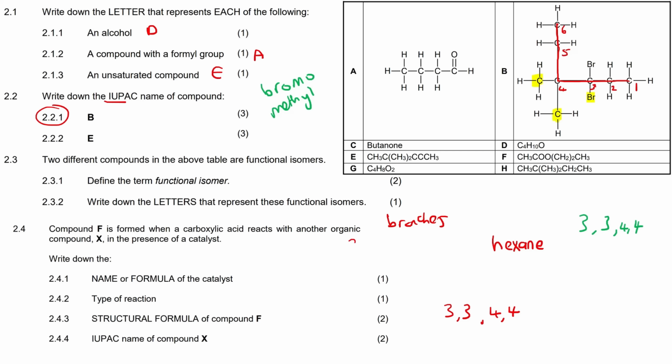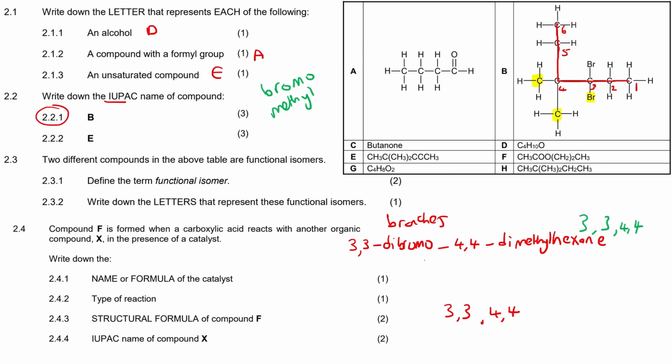Okay, so that's quite interesting. So on carbon 3, there are 2 bromos, so we're going to do that. And then on carbon 4, there are 2 methyls, so we're going to do that. And then hexane. Now normally we always put the bromo before the methyl anyways, so that is correct. We always do that.